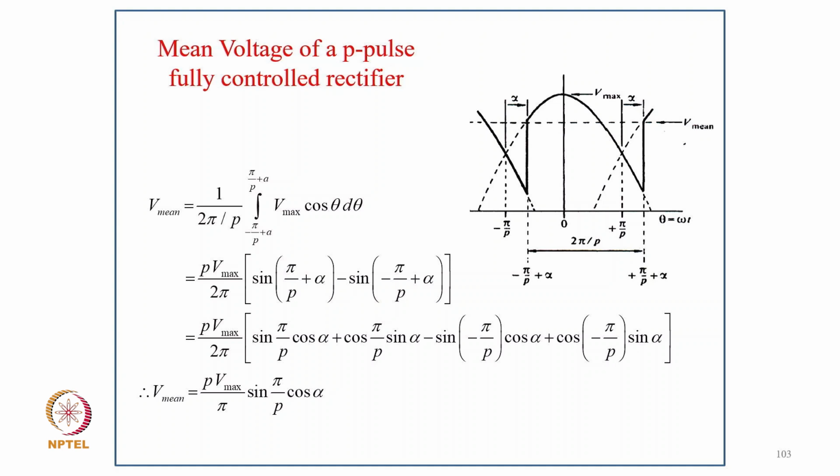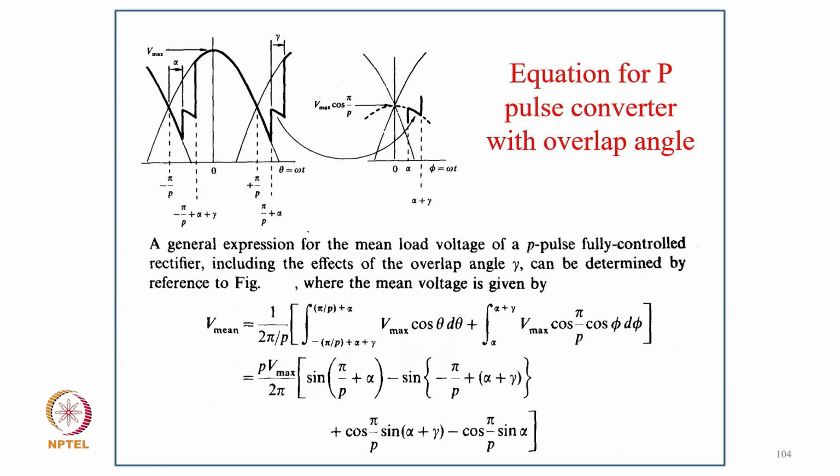Typically for a 3 phase bridge rectifier it will be the line voltage, but for full wave it will be the phase voltage. And this is the effect of the source impedance on the P pulse converter.